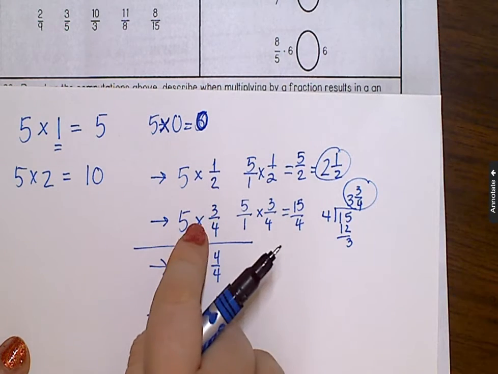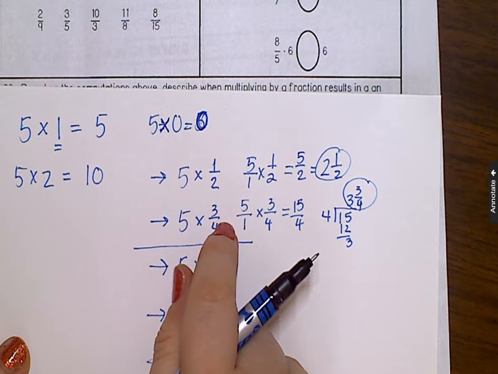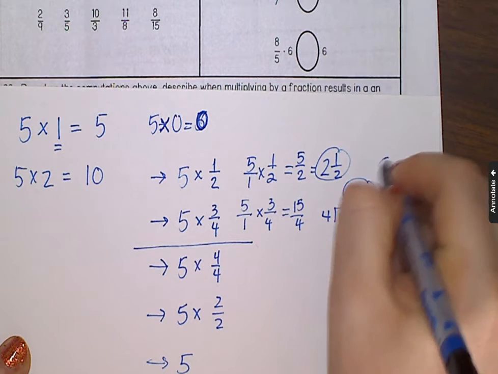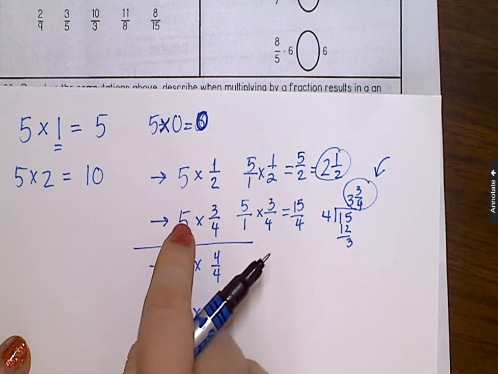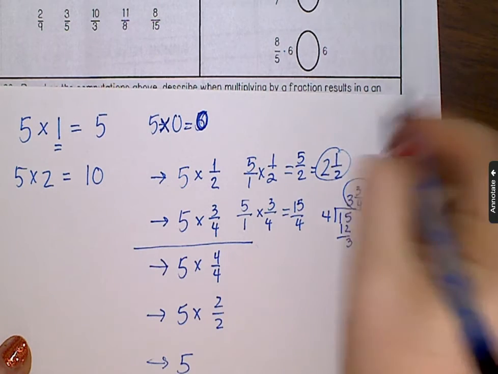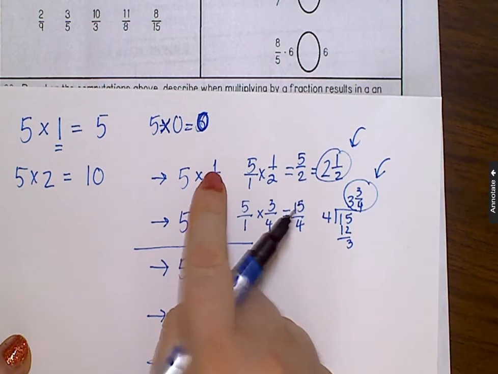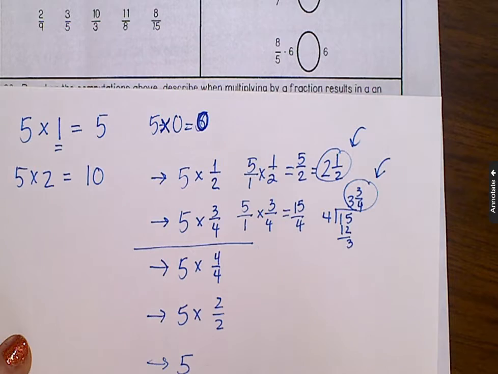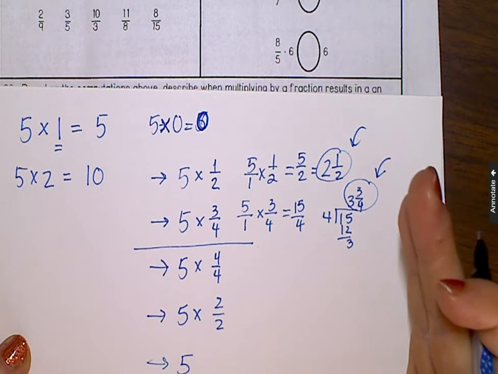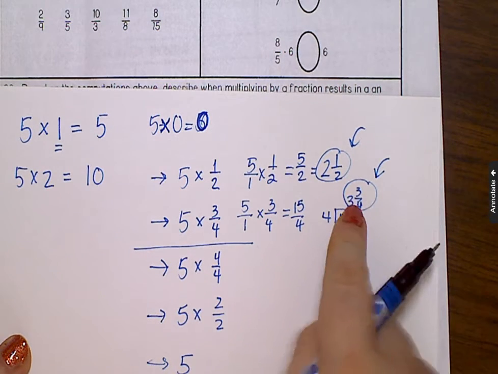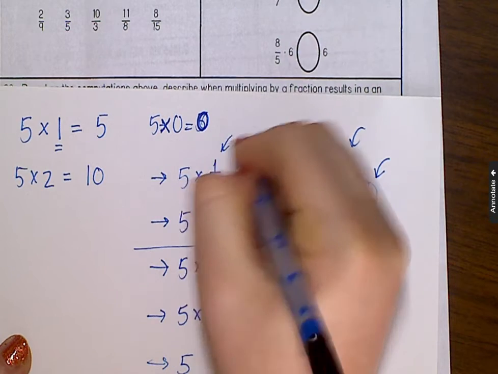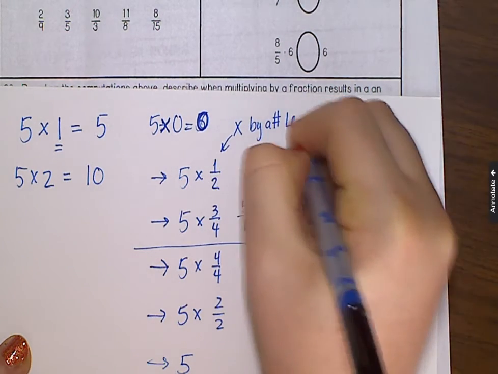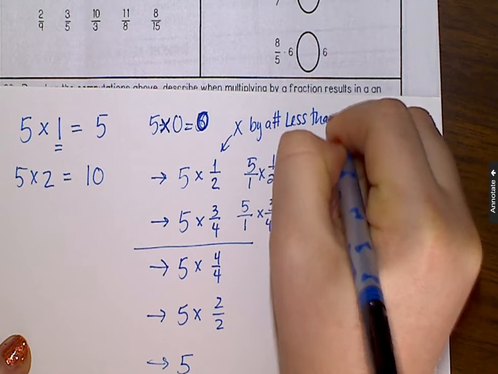Okay? So notice how when I multiply by a fraction that is less than 1, my product is less than my original number that I start with. Doesn't matter what it is, whether it's 1/2, 3/4, 1/10, or 8/9. Your product will always be less when you multiply by a number less than 1.